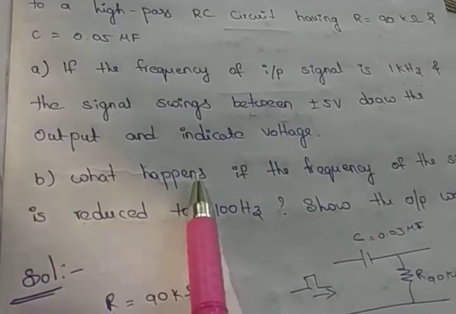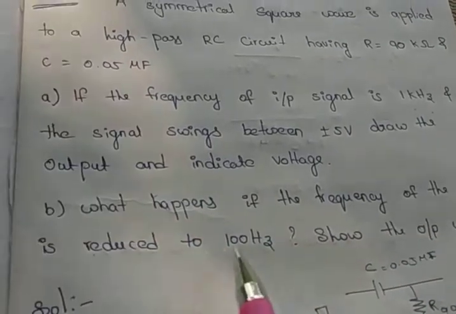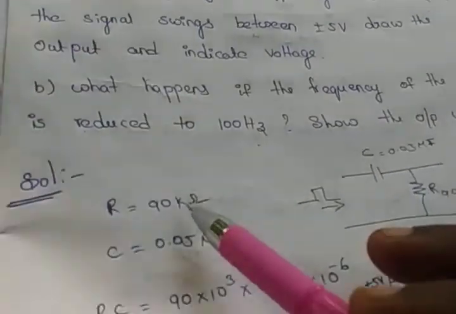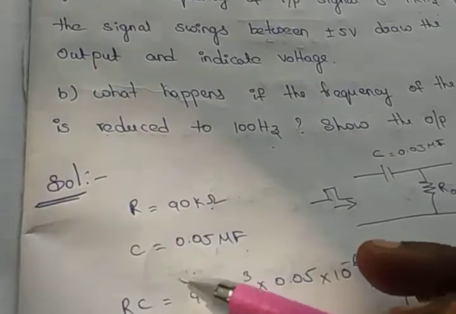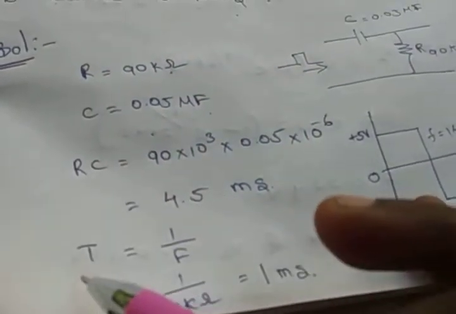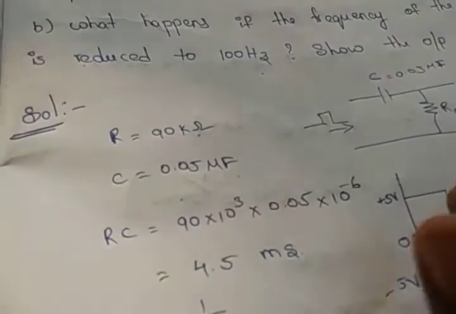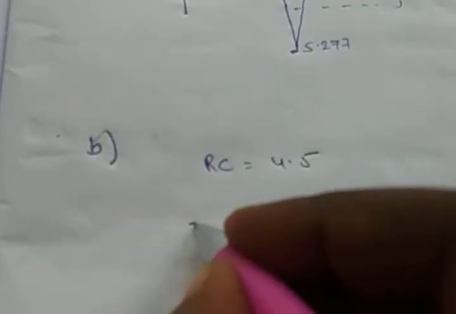What happens if the frequency of the signal is reduced to 100 Hz? R will not change and C will not change. RC will not change, but the frequency will change. By that the time period will change. So for the second bit, RC will be 4.5 milliseconds and T is equal to 1 by f. f is reduced to 100 Hz, so 1 by 100, that is 0.01 seconds.